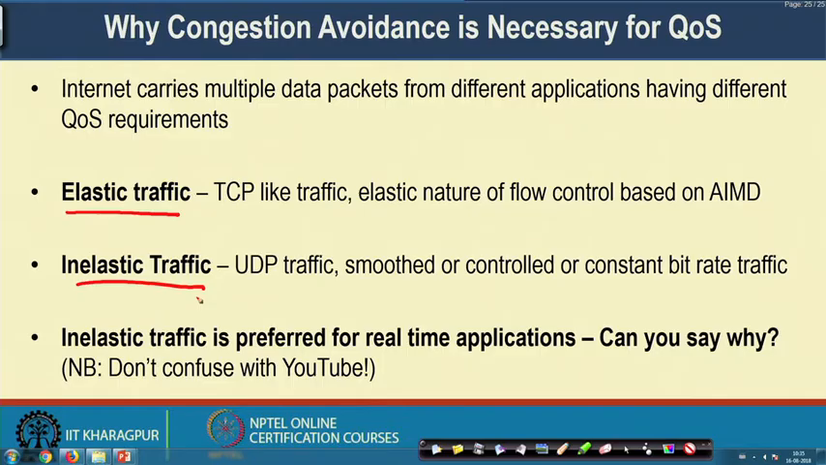In case of inelastic traffic, they are UDP traffic, a kind of smooth rate or constant bit rate traffic. Now, this kind of inelastic traffic is preferred for real time applications. Why? Because they do not get affected by the overhead of TCP that we have. TCP congestion control is always an overhead for quality of service associated traffic.